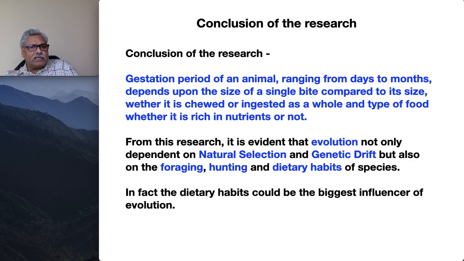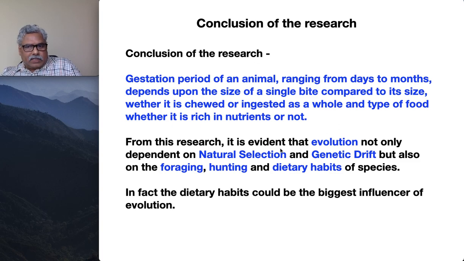So the conclusion is, the gestation period of an animal, ranging from days to months, depends upon the size of a single bite compared to its size, whether it is chewed or ingested as a whole, and the type of food, whether it is rich in nutrients or not. So these are the factors that determine the gestation period of a particular animal.